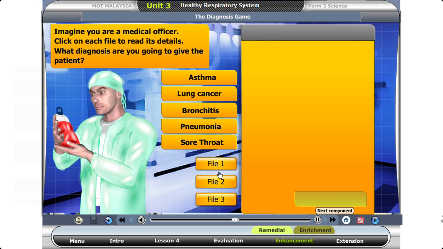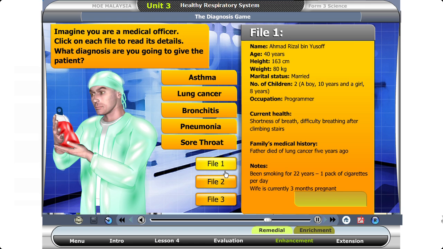What diagnosis are you going to give them? Drag the correct respiratory disease to the files. Then, write down your advice in your activity sheets. Give reasons for your advice and offer suggestions to help improve their health.